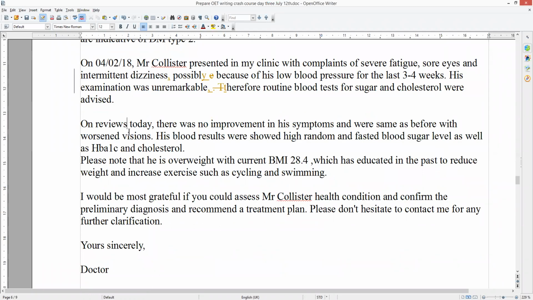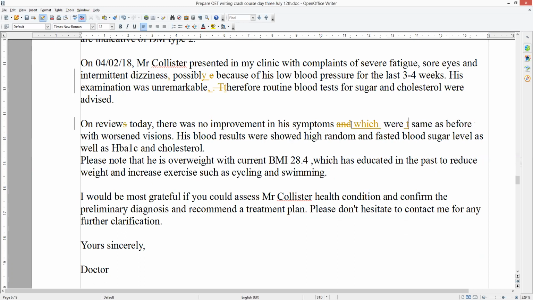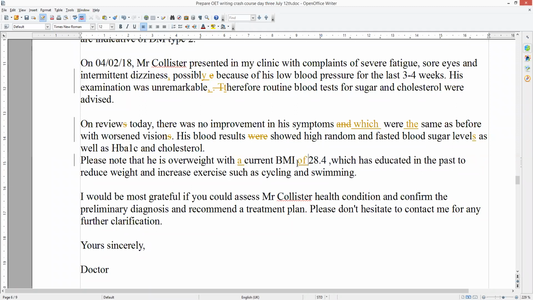Now, on review today, there was no improvement in his symptoms, which were the same as before, with worsened vision. His blood results showed high random and fasted blood sugar levels, as well as HbA1c and cholesterol. Please note he's overweight with a current BMI of, he's supposed to make complete sentences.